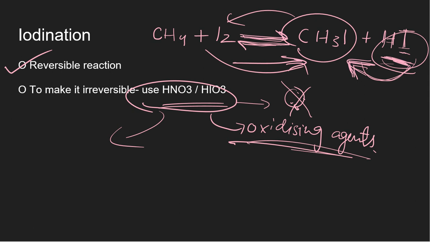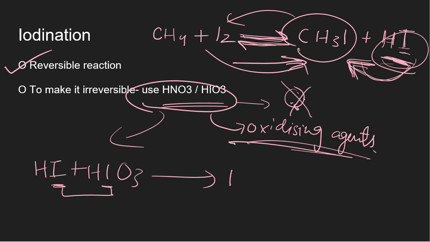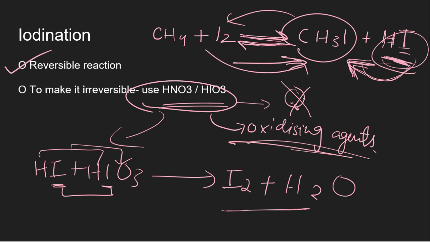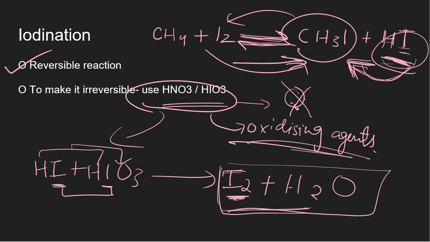If I want to remove hydrogen iodide, I need to react it with our HIO3 or nitric acid, and what will happen is that this iodine will react with this iodine, and I will get my I2 molecule here, and I will also get my water molecule as this will react with this. So I'll get an H2O molecule here, and this will stop the reaction. This is happening since it is converted into I2 iodine, so the hydrogen iodide does not have anything to react with. So this will not react with our CH3I, and thereby it stops our reaction. It puts it to a halt, and there will be no further reaction after this. So this reaction, which was reversible, has been made irreversible.